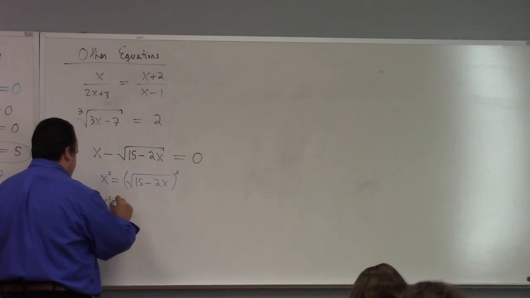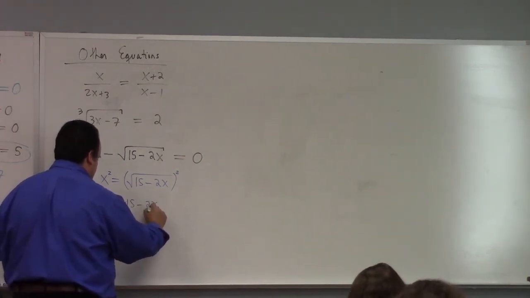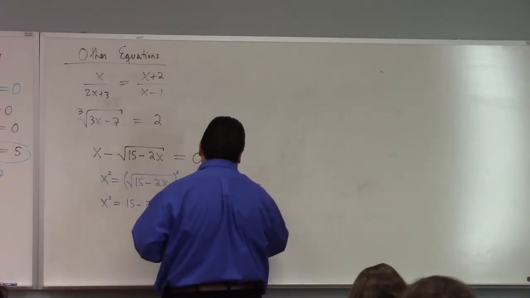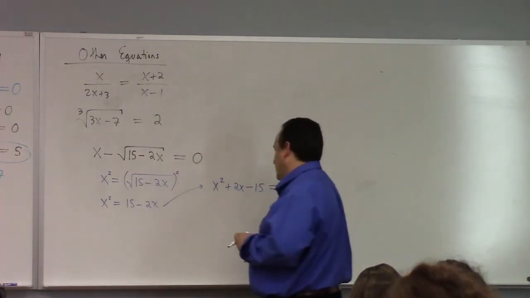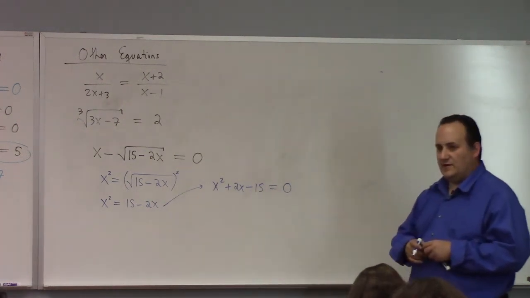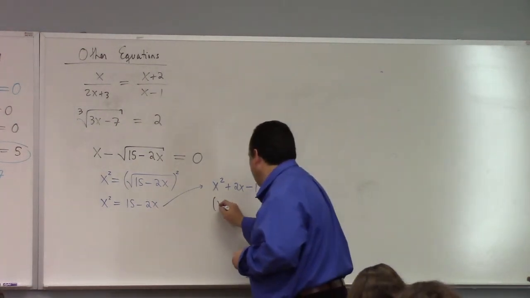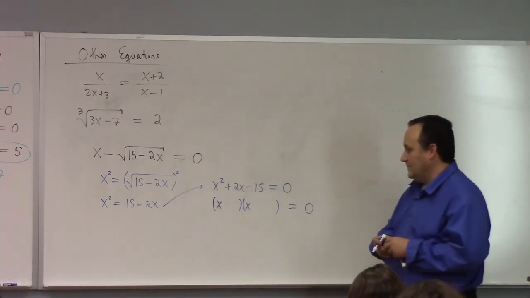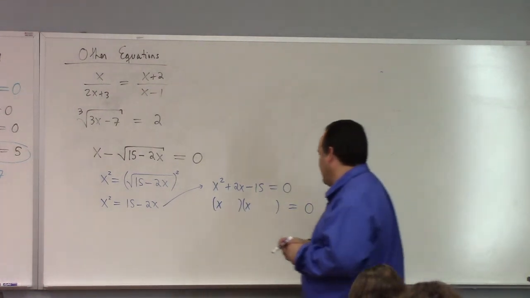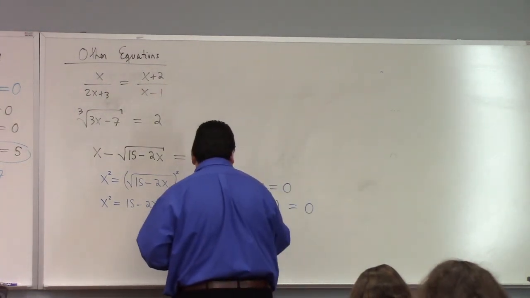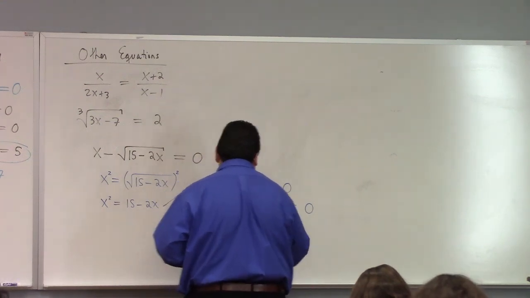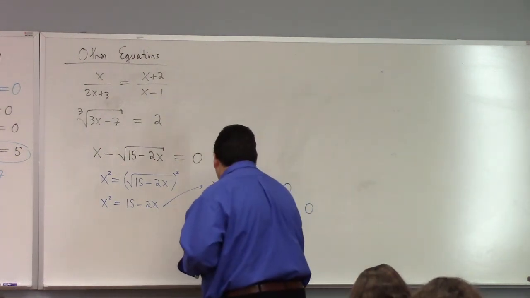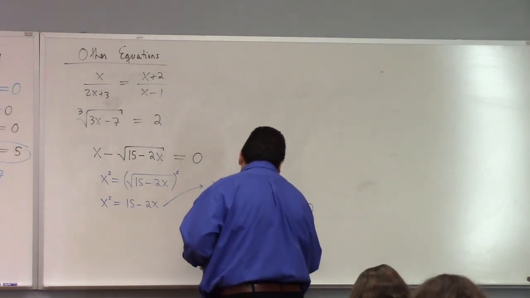So you got x squared equals 15 minus 2x. And that is x squared plus 2x minus 15 equals 0. I think we can factor that one. Can you guys factor it for me? 5 and 3. Which one gets the plus? Which one gets the minus? 5 is a plus, 3 is a minus. Very good. So x equals minus 5 or x equals 3, right?